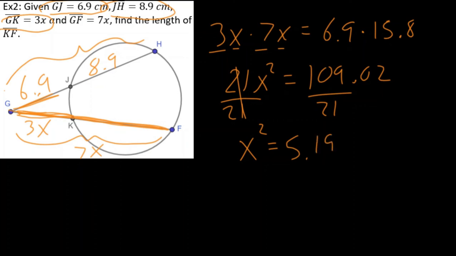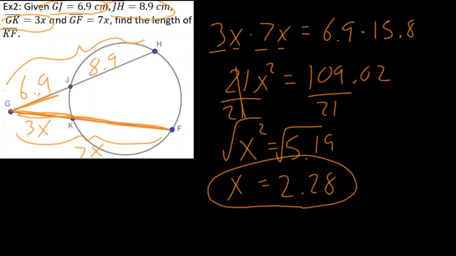5.19. Now from here, just like in our previous videos, to get rid of the square, we know we want to take the square root of both sides. And it turns out that the square root of 5.19 will be roughly 2.28.